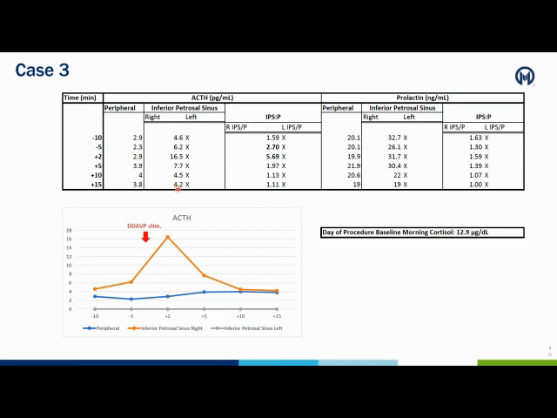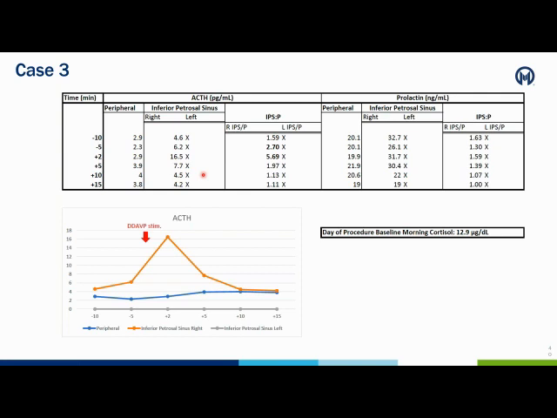And when I charted those numbers, you see here, we do get a ratio greater than 2 from IPS to periphery before stimulation and greater than 3 after stimulation. But what concerned me was the patient's absolute numbers, right? The patient's ACTH numbers were in the single or even the highest, like, double digits.